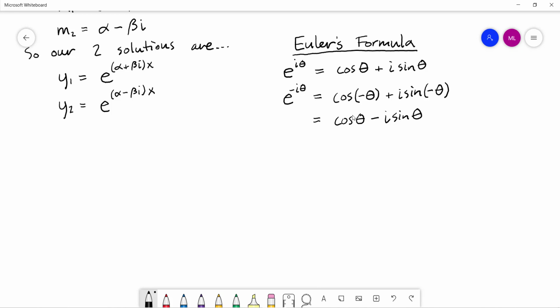And I want to now find a way to rewrite what we've got written over here using these formulas to introduce some sines and cosines into these solutions. So we can rewrite these.